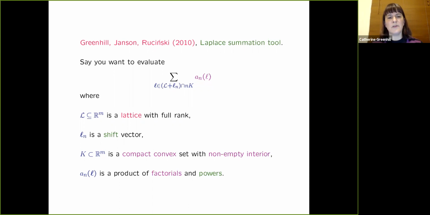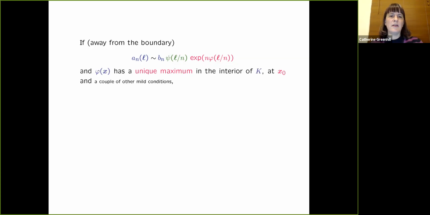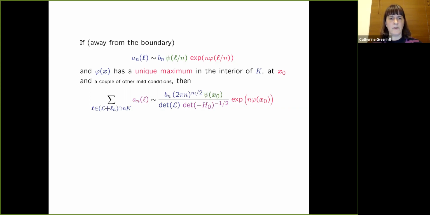The main thing is you can hit it with Stirling. So if your summand away from the boundary has this form, and if you're close to the boundary, it's just O(1) times this. So there's some stuff out the front called B, there's some stuff in green that doesn't matter very much, and there's the exponential part. And then again, just as we saw with the spanning trees, you want this phi to have a unique maximum in the interior at x_0. So you still have to prove that. And there's some other conditions about things being differentiable twice and stuff, not very difficult conditions. Then our theorem just gives you the answer.